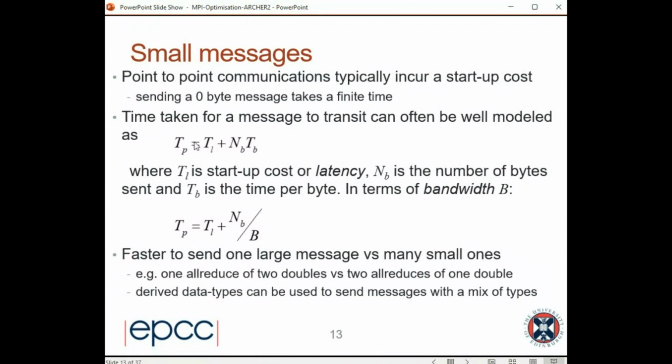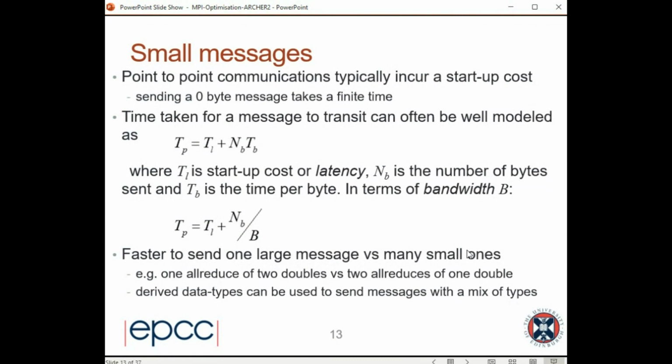So if we think the time to send a message is the latency plus the number of bytes times the time per byte, we normally quote this as the time is the latency plus the number of bytes divided by the bandwidth. We saw the latency was measured in microseconds, the bandwidth in gigabytes, if not tens of gigabytes per second. But the important thing here is it shows you that sending any message is expensive. It's faster to send one large message versus many small ones. So this is the #1 optimization in MPI. You should send one large message versus many small ones.